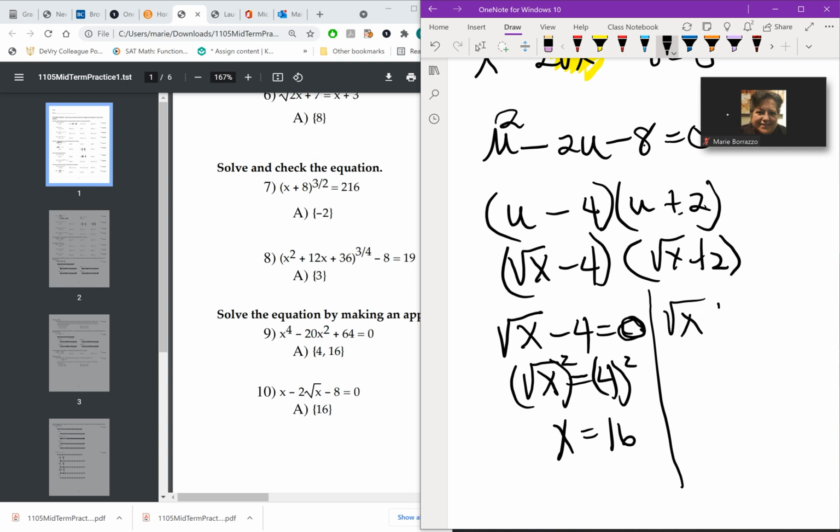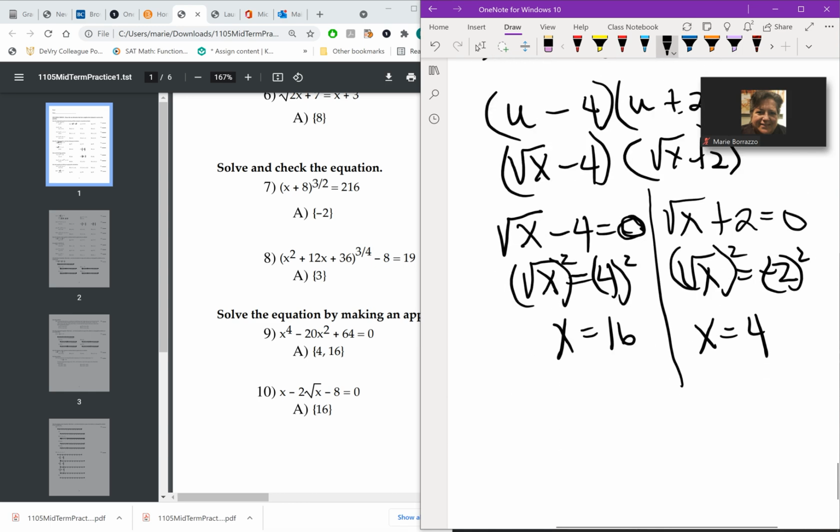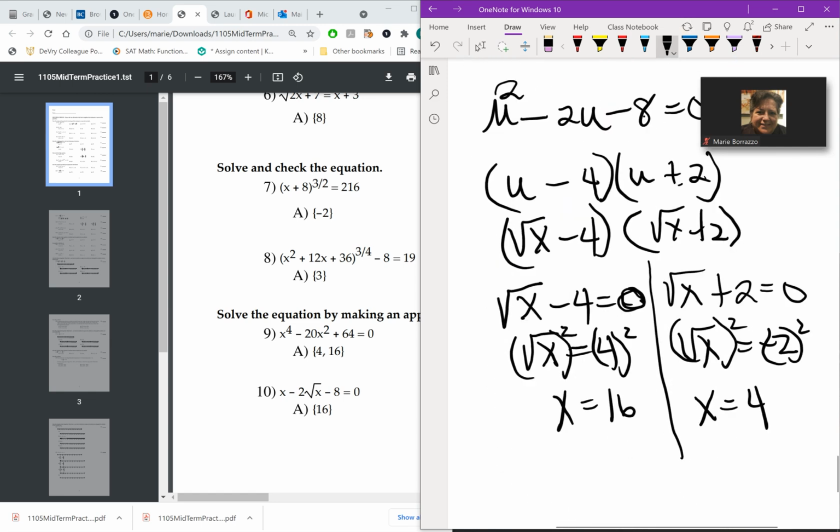Here you have the square root of x plus 2 equals 0. So therefore square root of x equals negative 2. And if I square again both sides, you end up with x is equal to 4. Because remember, square root times a square times a square, right? On number 10, you also should always check, because this is a radical. And in number 10, if you notice, our two answers are 4 and 16. But for number 10, your value, once you check it, so let's go ahead and check it.